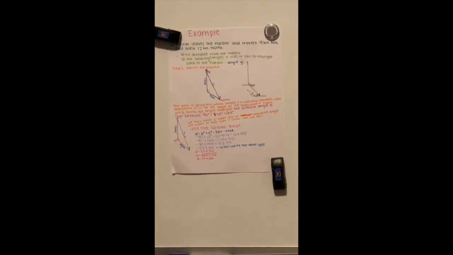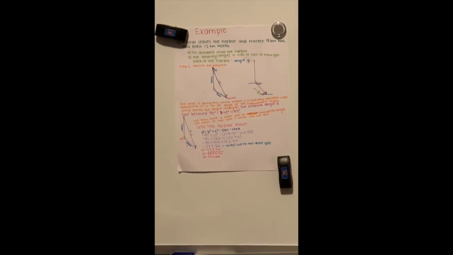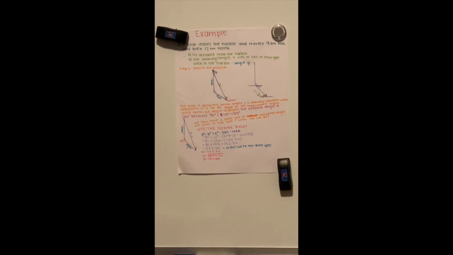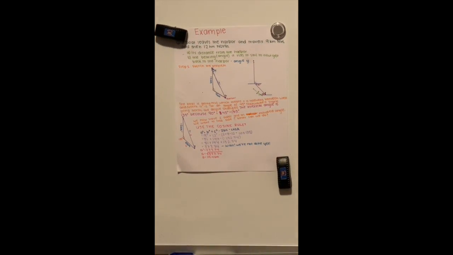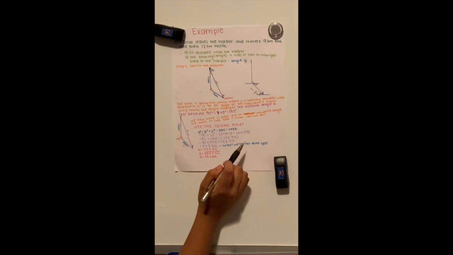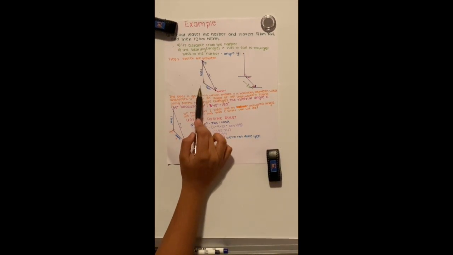Then you add the 45 and the 90 to get the total angle, this angle right here that we need in order to continue solving the problem. 90 plus 45 is equal to 135, as you probably knew. So this angle right here is 135.